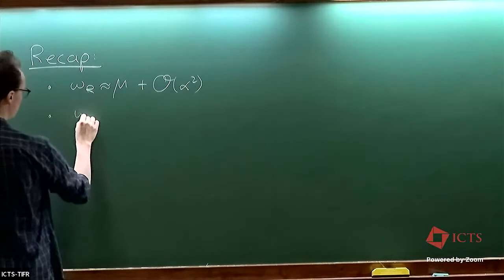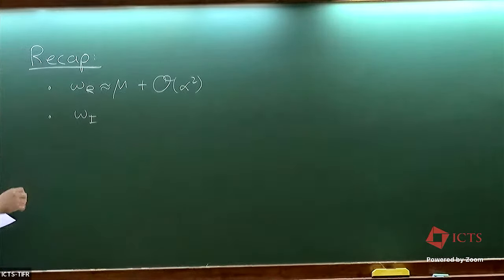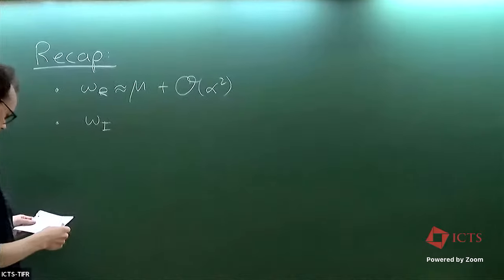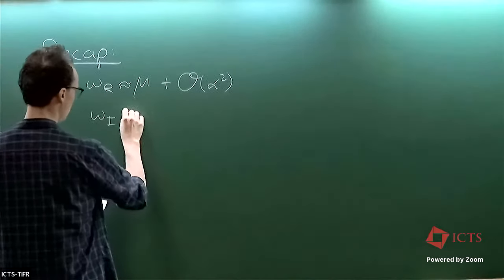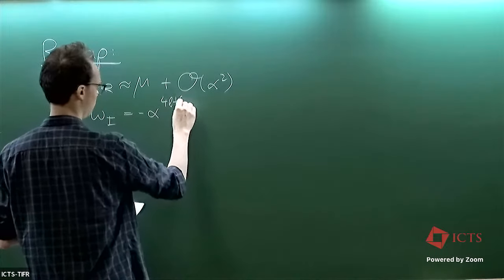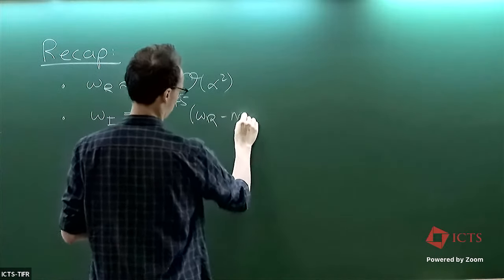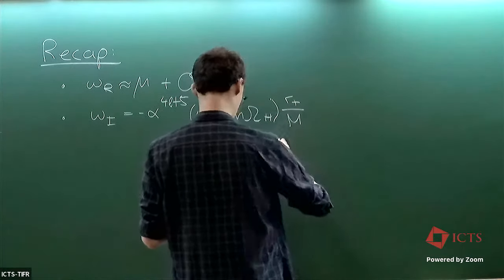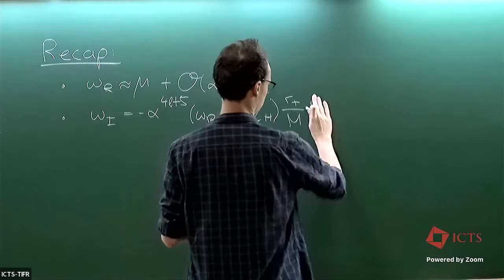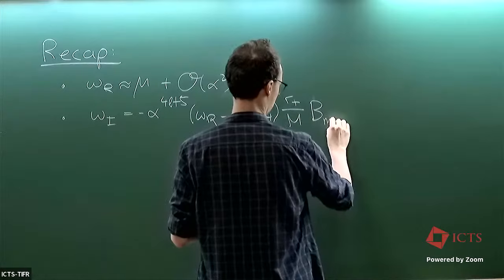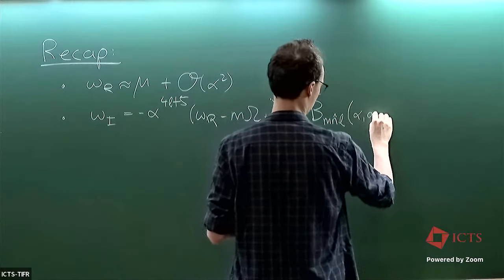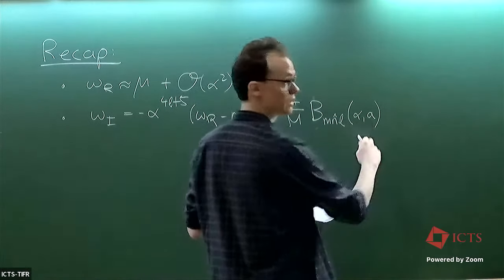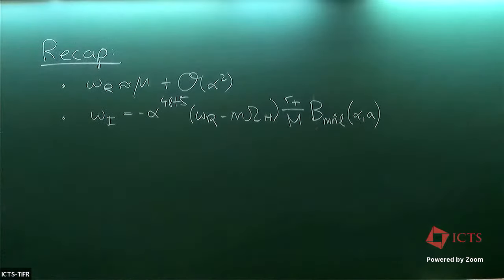We have found an expression for the imaginary part of the frequencies, which ultimately dictates how quickly the cloud grows or decays, depending on where you are in the parameter space. And this we found to be an expression that looks like this, where this B, M, N, and L depends on alpha and a in general and just contains this whole expression that I don't want to write down again.